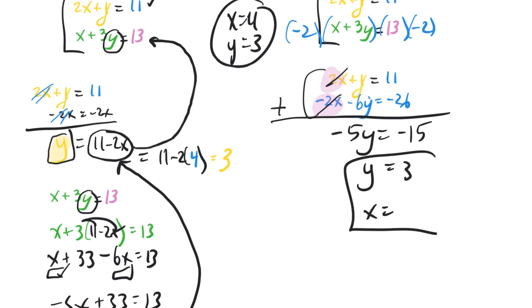And then we just need to find x. And you can just come back up here and say, when y is equal to 3, what is x equal to? So subtract 3 from both sides, we get 2x is equal to 8. So x is equal to 4. Just like when we use the substitution method.